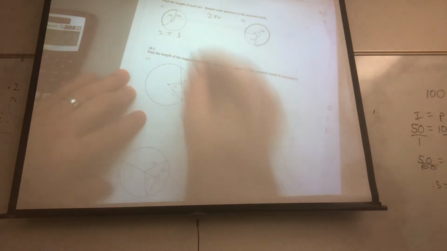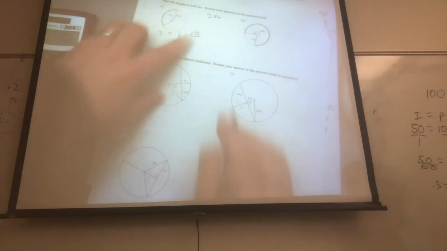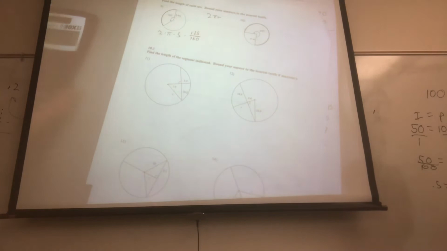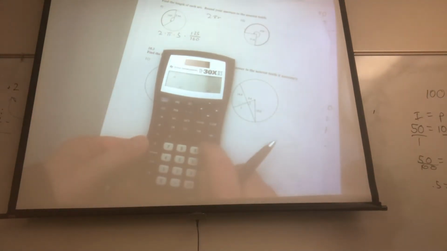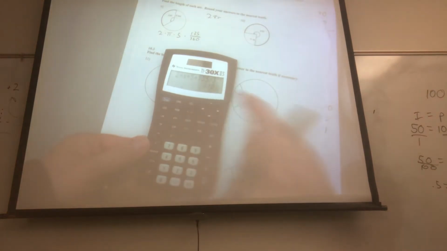And then we're going to multiply by the number of degrees that we have in the arc, 135, divided by the number of degrees in the circle, 360. That'll tell us what portion of the circle we have. So I just type all of this in at once. 2 times pi times 5 times 135 divided by 360. It's going to be 11.8.